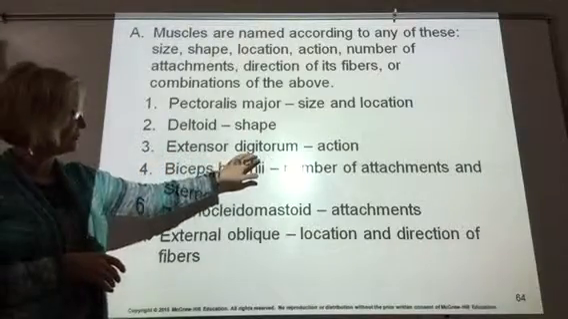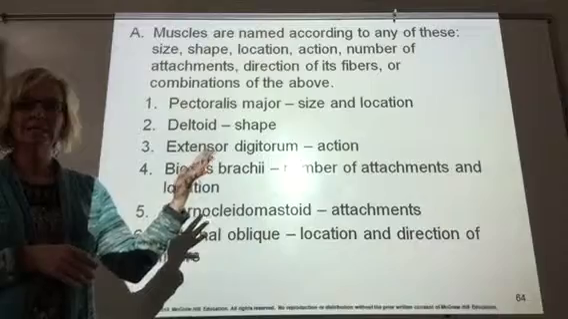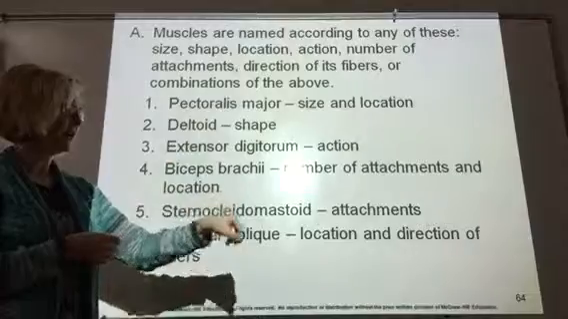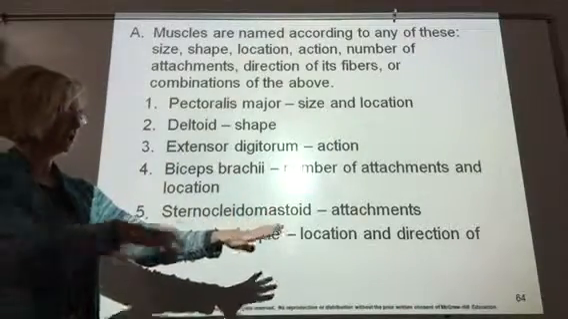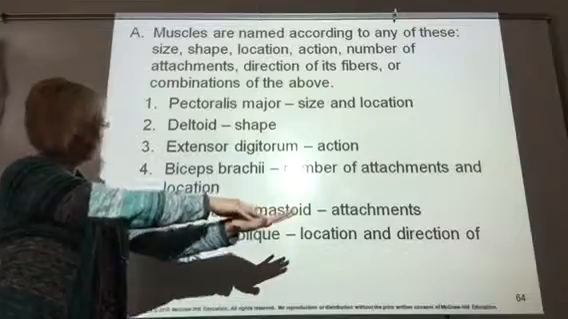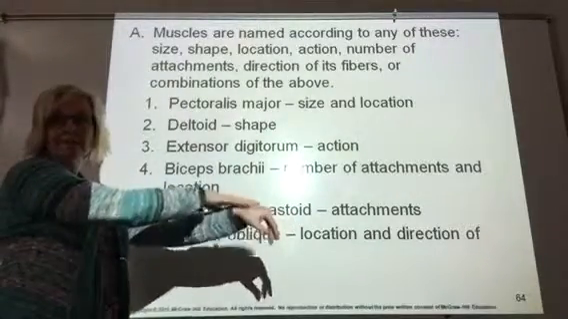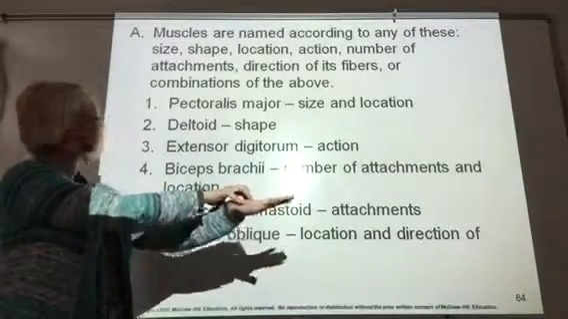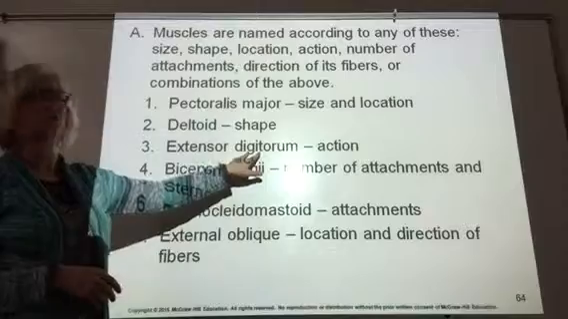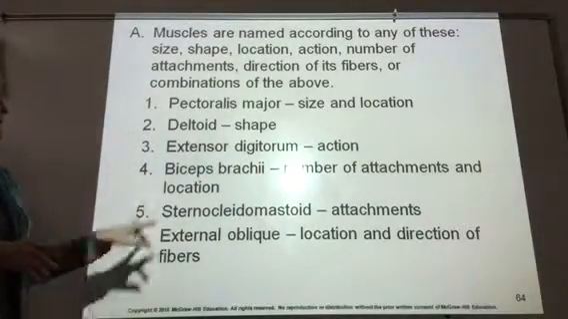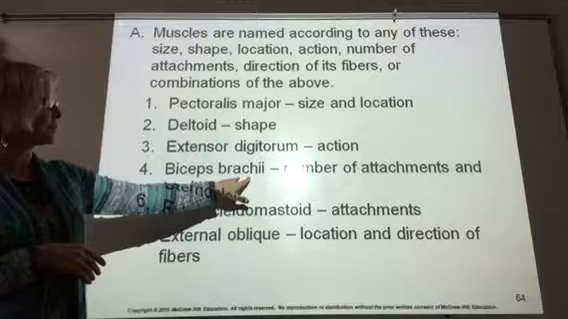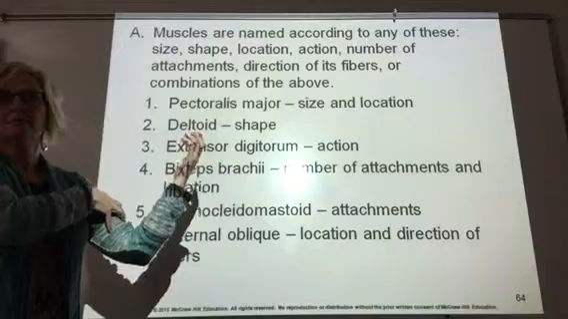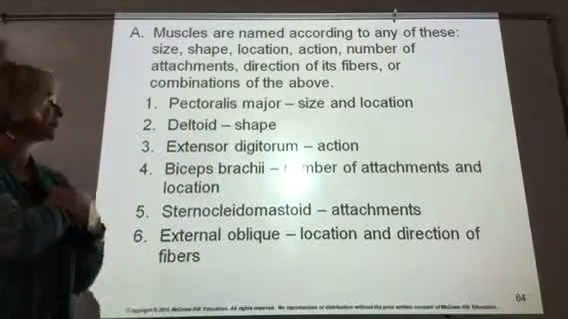Extensor digitorum is going to extend your digits. So if I'm extending my digits, my fingers are coming up. The muscles that are going to do that have to be on this side because they're pulling those bones up. So it extends the digits. That's where it gets its name. Biceps brachii. Brachii deals with arm. Biceps means 2. So biceps brachii is in my arm, and it has 2 points of attachment.